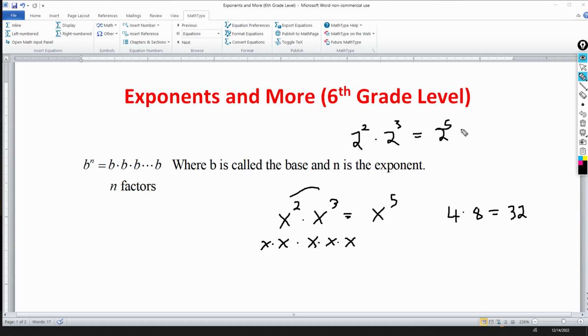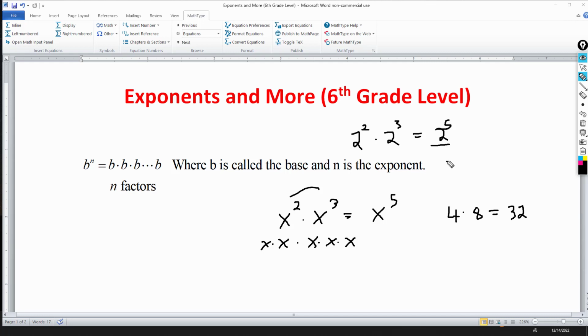Now you can do that when the base is the same. If this base had been a 5, then I couldn't put it like this. Because of the same base, I can do it. So I can say 2 to the 2nd times 2 to the 3rd is 2 to the 5th. And then if I want to go further and give an actual value for 2 to the 5th, I can say that's 5 factors of 2.